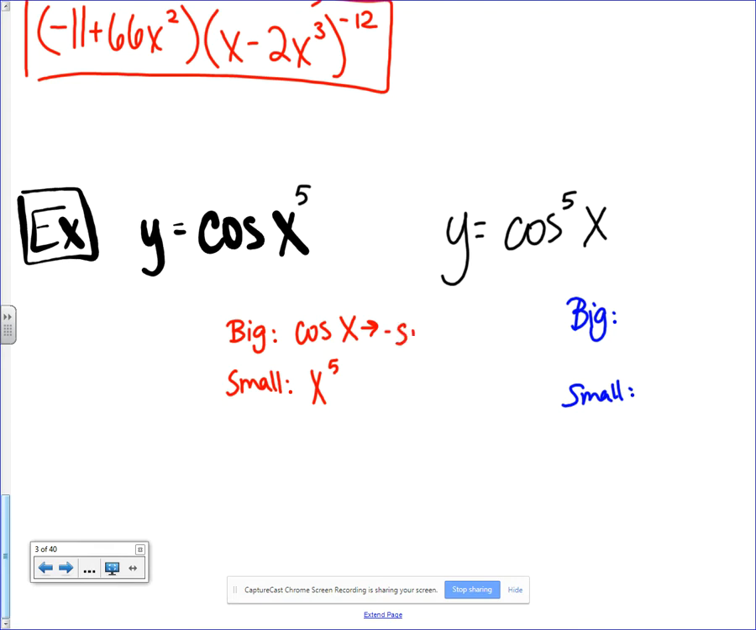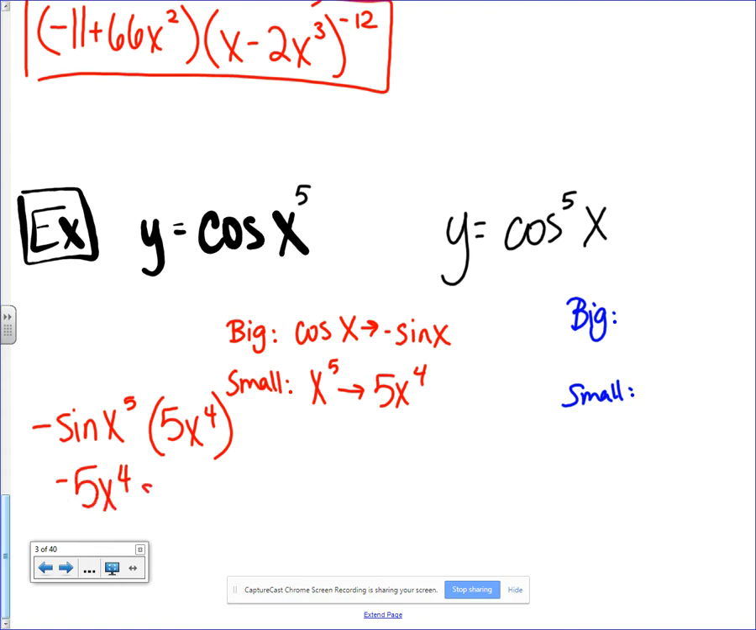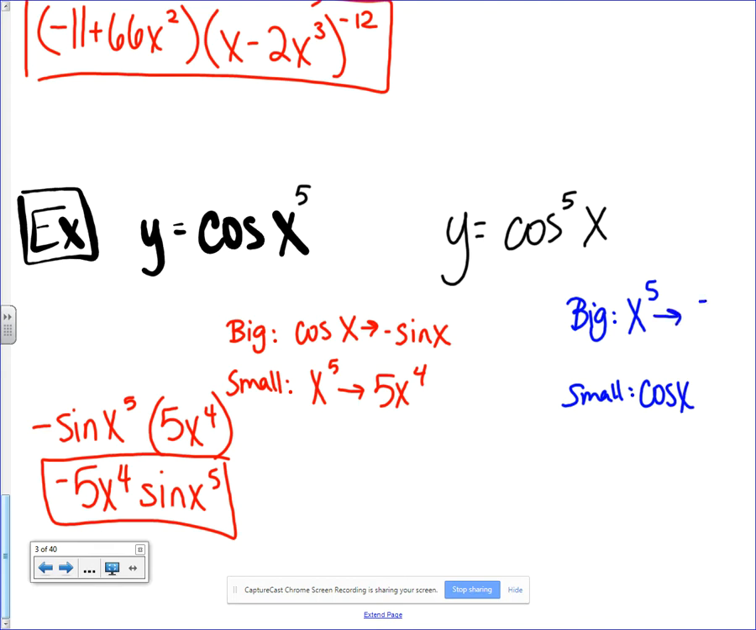Can go ahead and find my derivatives. And let's do our chain rule. Big derivative with the small function times the small derivative. That would be my final answer. Now let's look at the next one. This time my big function is x to the 5th, and the cosine function is a small function. Find your derivatives.